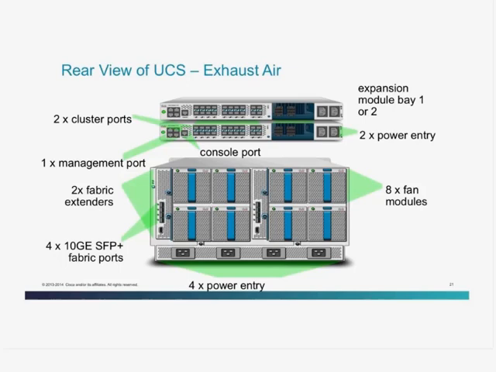I will show you the rear side of the chassis. The rear side here is where the FI sits. This is where the IOM sits. So this is your IOM out here to the extreme left, and this is IOM1 and this is IOM2. These are your power supplies out here, and these are your fan modules. This is also showing you once again the FIs. So this gives you the holistic picture of the entire UCS system.